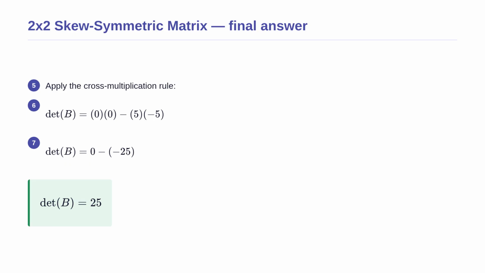Finishing the calculation, we multiply the numbers together. The first part is 0 and the second part is negative 25. Subtracting a negative number is the same as adding a positive number. This gives us our final result of 25. 25 is indeed a perfect square, specifically the square of 5. This perfectly aligns with the mathematical rule that even-order skew-symmetric determinants always yield perfect squares. Physically, this confirms that our two-dimensional rotational system scales the area by a factor of 25.